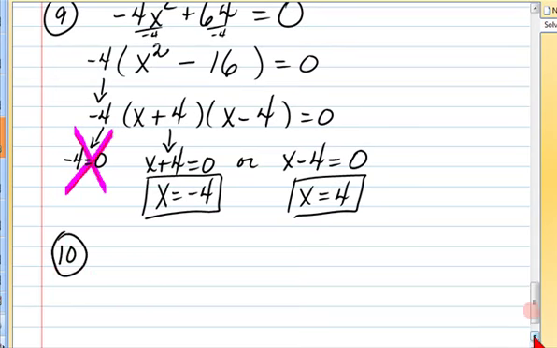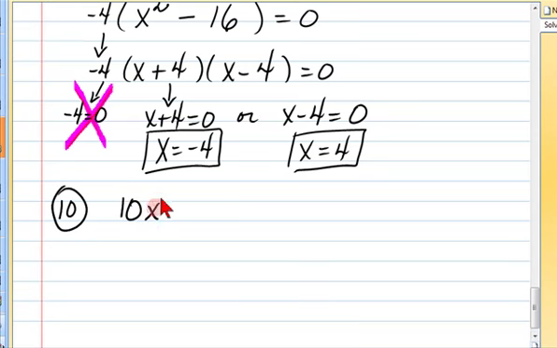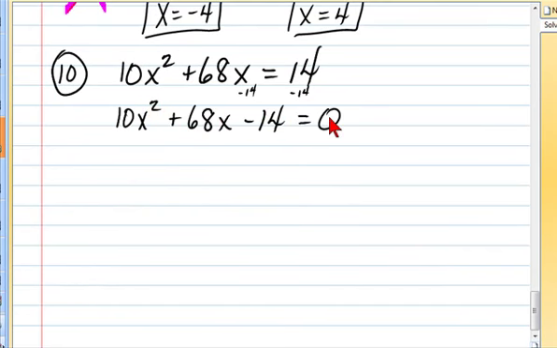All right, let's look at 10. I have 10x squared plus 68x is equal to 14. This is a nice quadratic equation. Is it in the right form for me to start thinking about factoring? No, because it's not equal to 0. So your first step is going to be to subtract the 14 from both sides. So I have 10x squared plus 68x minus 14 is equal to 0.